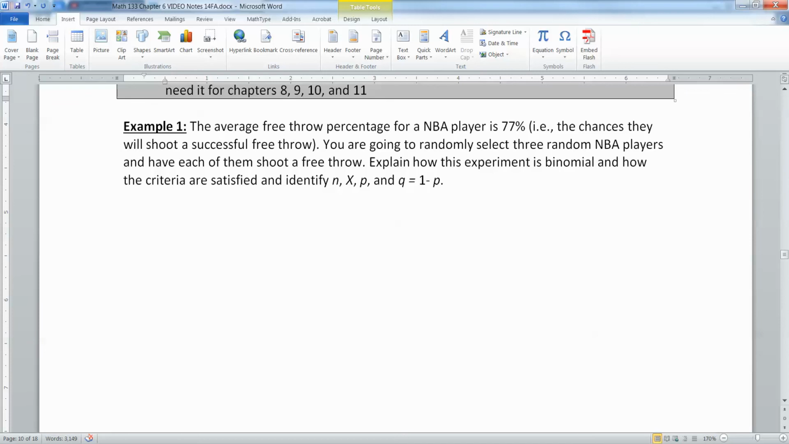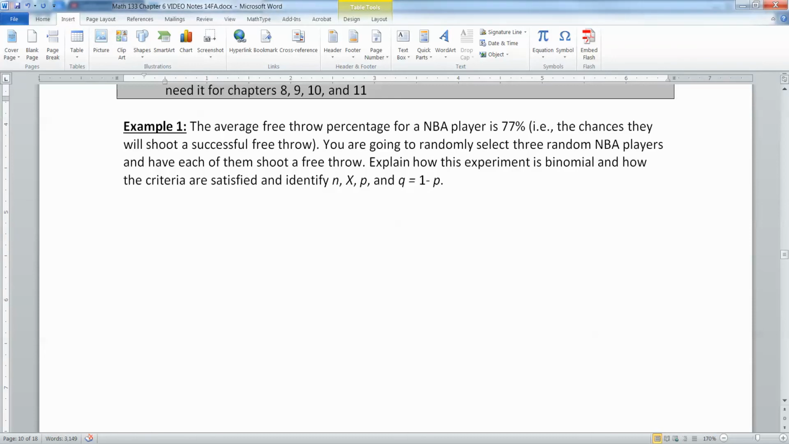So we have the average free throw percentage for an NBA player is 77%. So that's the chances of a successful shot. You're going to randomly select 3 NBA players and have each of them shoot a free throw. Explain how this experiment is binomial and how the criteria are satisfied, and identify each of those variables. Actually, they're not variables, but they're constants for this particular problem.